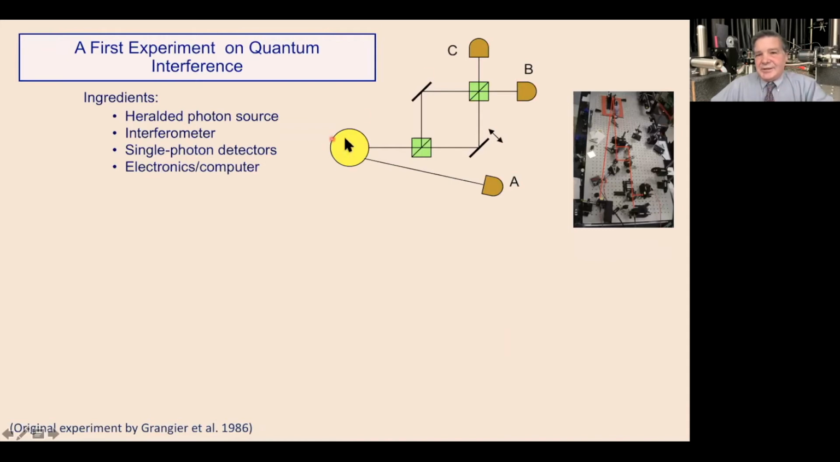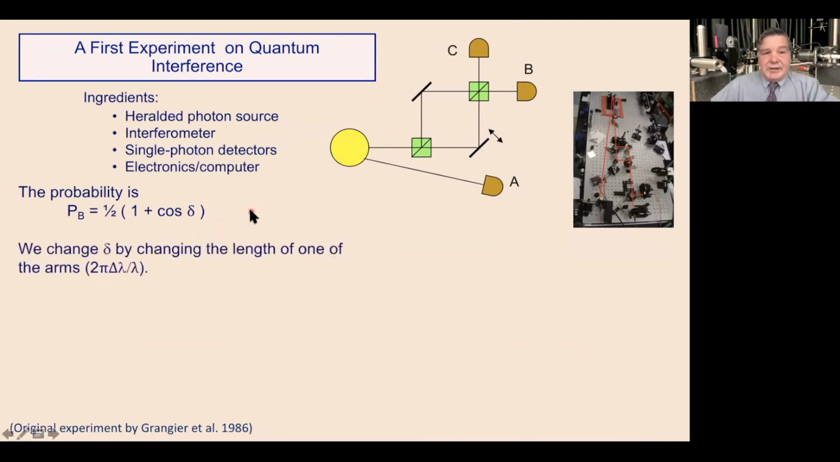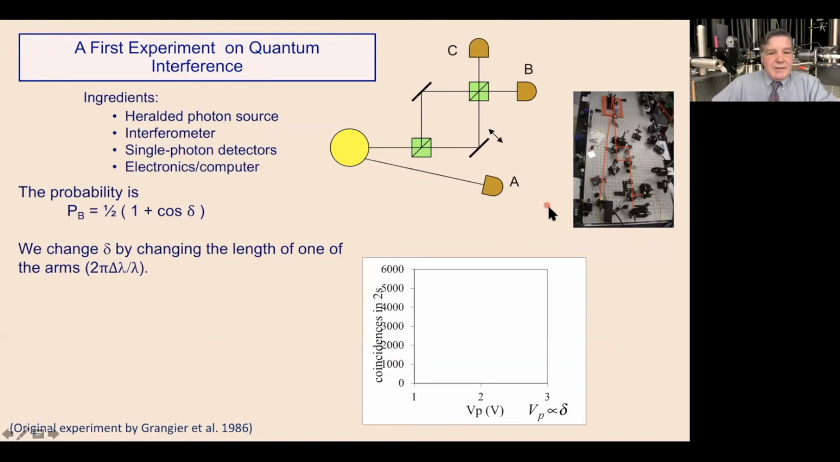Okay, so that's the apparatus. The source is here. One photon tells us that the other photon is doing something, going through the interferometer. And we know the answer. The probability of getting a photon at the detector in B is that one, as you see right here. If we change the path length of one of the arms, we move this mirror very slightly, and we apply a voltage. Here the horizontal axis is the voltage applied to a piezoelectric element that pushes the mirror very slightly to change the path length, and consequently changes the phase, so that we can change the probability.